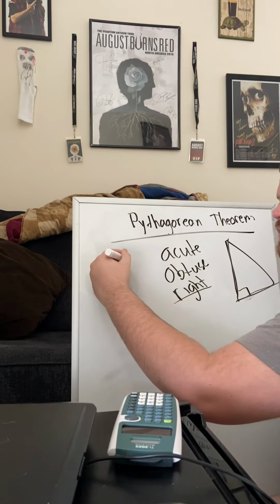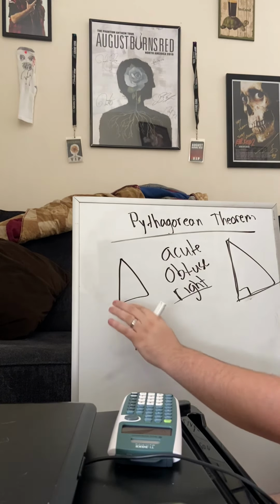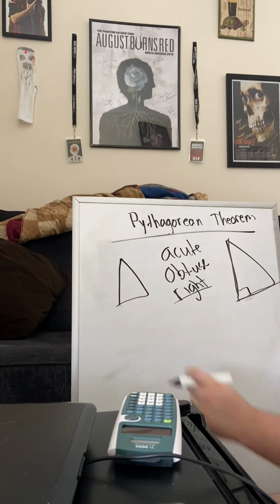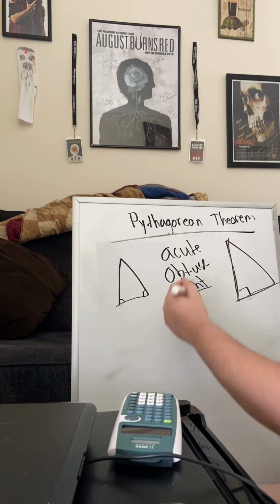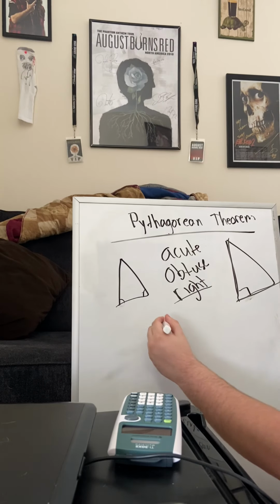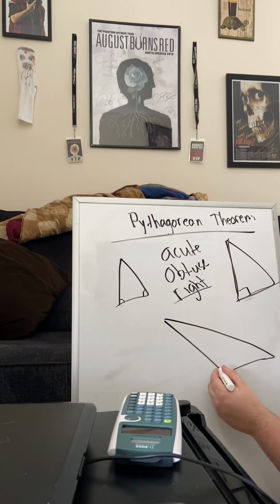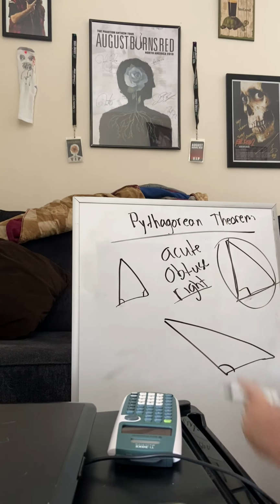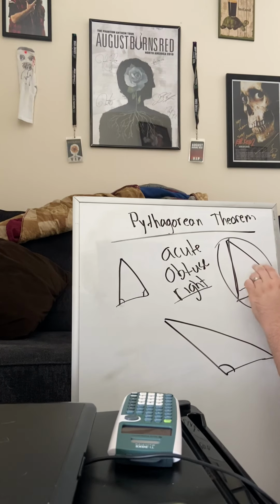Otherwise, an acute triangle would look like this, right? I have two angles that are less than 90 degrees, right here and here. Then obtuse would look something like this. It's just an angle that's larger than 90 degrees. So we're focusing on this type of triangle today, a right triangle with 90 degrees. Keep that in mind. We only use the Pythagorean theorem with right triangles, okay?